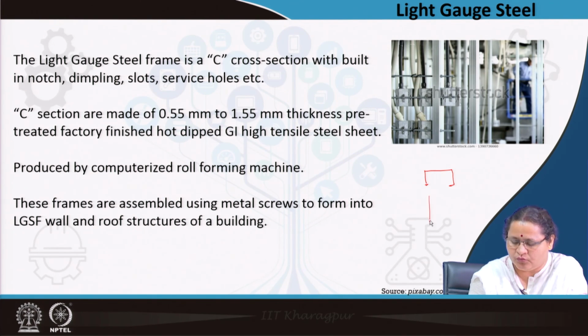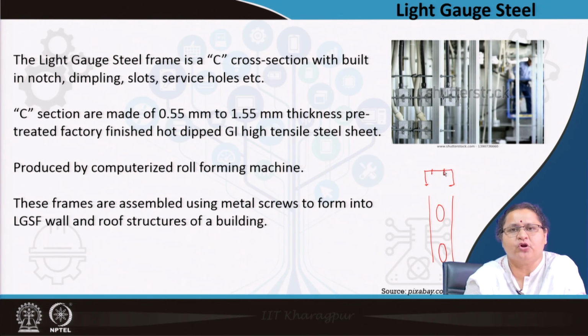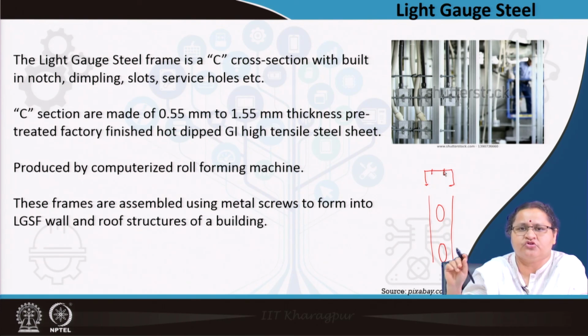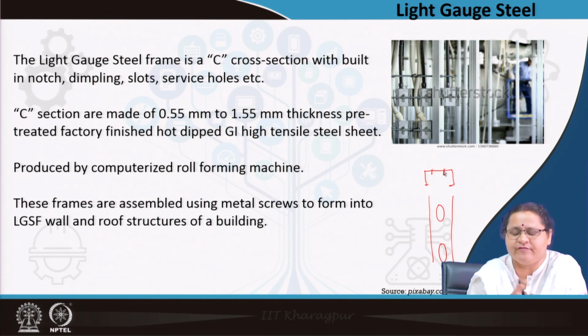which have different slots on the web, that is, this is the web part. It will have slots on its web at different levels, that is floor level, sill level, lintel level, where it can be bolted with its perpendicular member, horizontal member, to create a framework, as you can see in the picture. And just see the dimension. It is of 0.55 millimeter to 1.55 millimeter thickness, pre-treated factory finished hot dipped galvanized iron high tensile steel sheet. It is made from that.